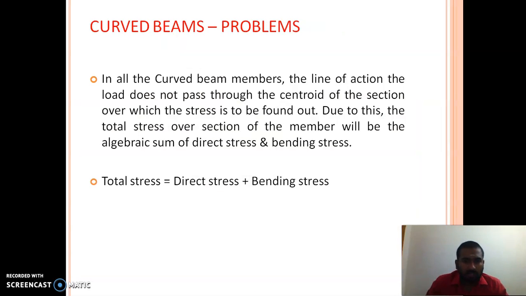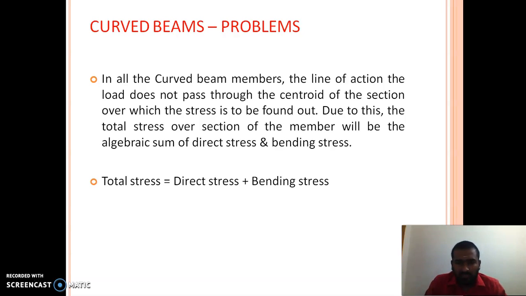The important factor in curved beams is that wherever you apply the load, it will not pass through the centroidal section. So once the load is not passing through the centroidal section, you will have two stresses: one is direct stress and another one is bending stress. In all curved beam members, the line of action of the load does not pass through the centroid of the section for which the stress is to be found. Due to this, the total stress over the section will be the algebraic sum of direct stress and bending stress. So the total stress is direct stress plus bending stress.